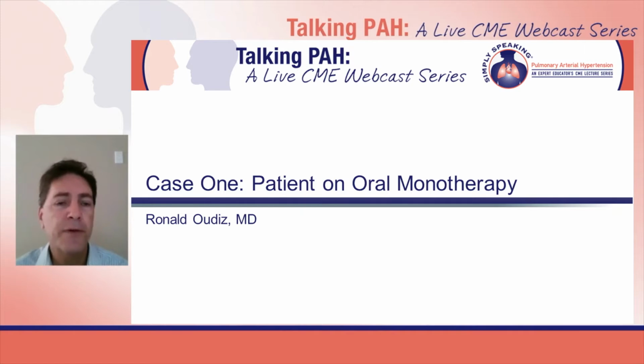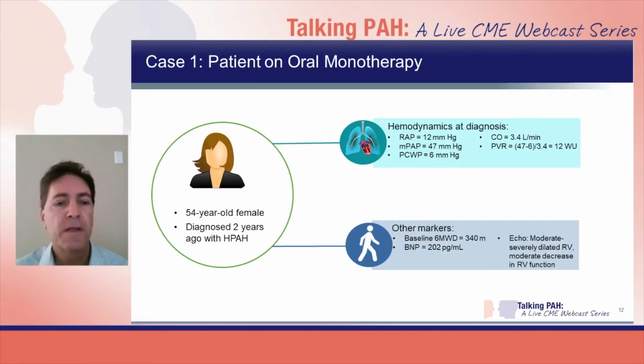And so with that brief background, this is a program of advanced pulmonary hypertension cases. Case 1 is a patient on oral monotherapy. This particular patient is a 54-year-old female diagnosed 2 years ago with hereditary pulmonary arterial hypertension. Her hemodynamics at diagnosis are right atrial pressure 12, a mean pressure certainly well above the 20 definition of 47 here, and a pulmonary capillary wedge pressure well below the 15 cutoff at 6, with a cardiac output of 3.4 and a calculated pulmonary vascular resistance of 12 Wood units.